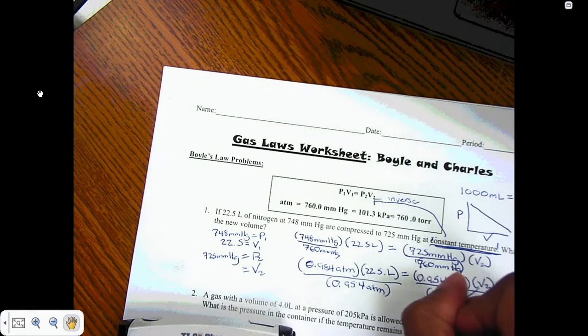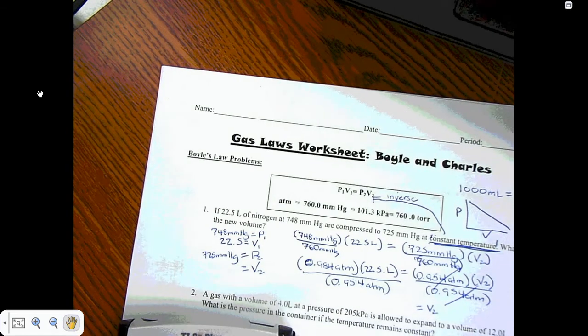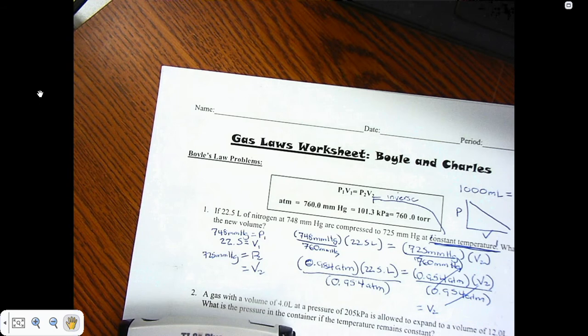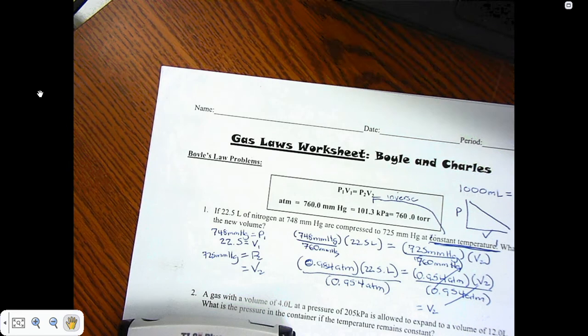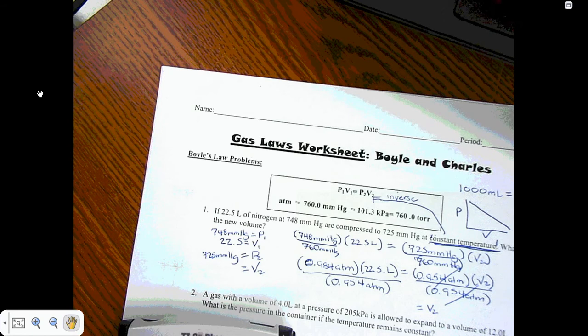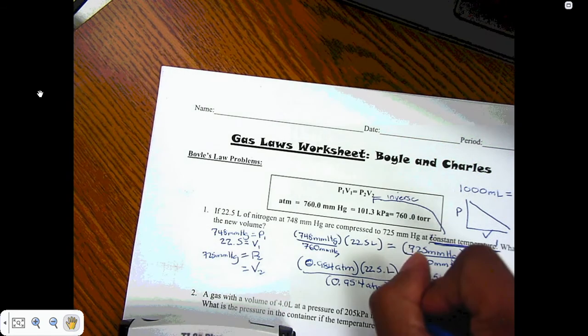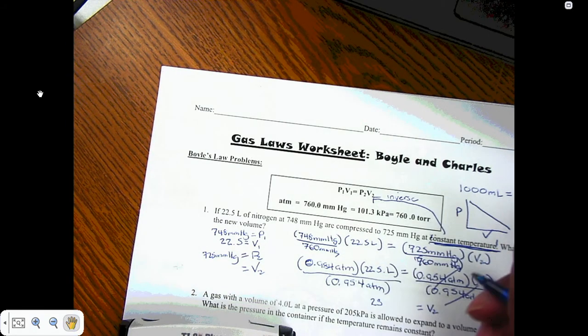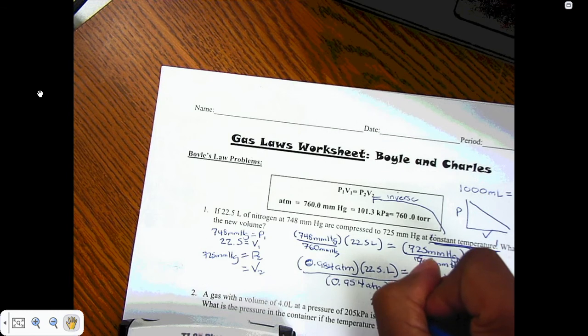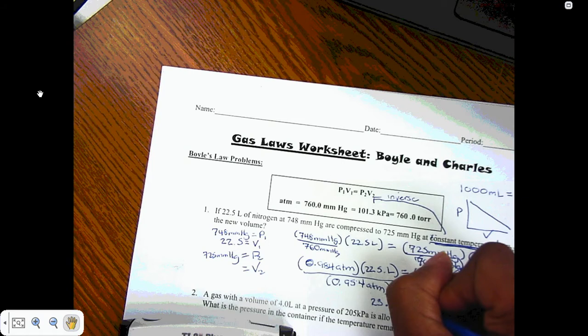And V2 is going to be equal to whatever the product is of this equation. To solve it, I just simply take 0.984, multiply that by 22.5, and divide that by 0.954. And that's going to give me approximately 23.2, and that's going to be in liters.